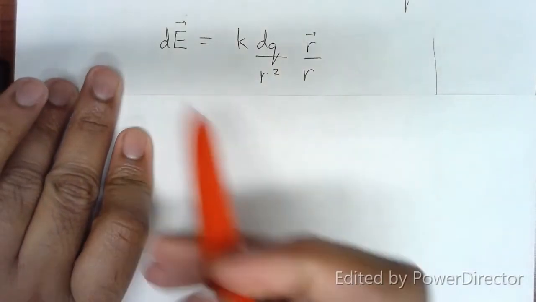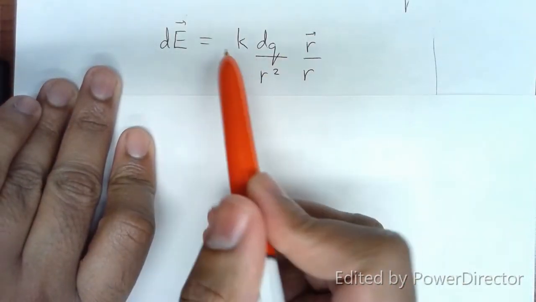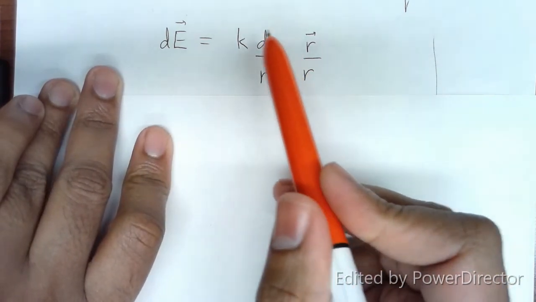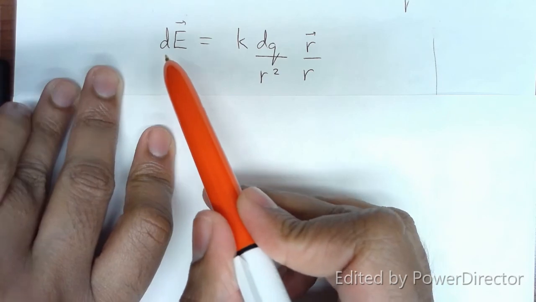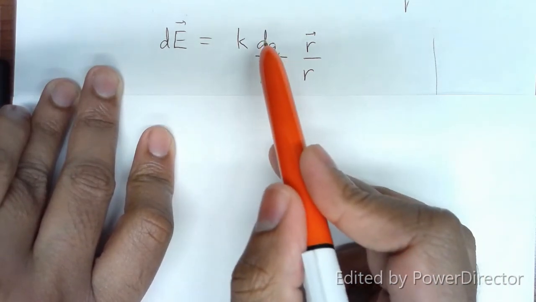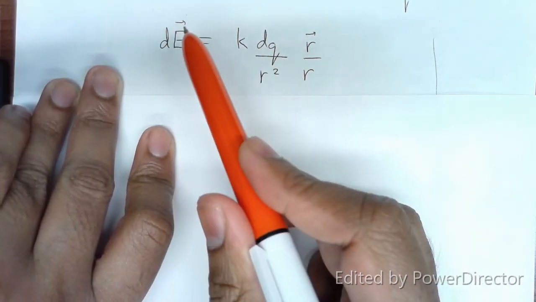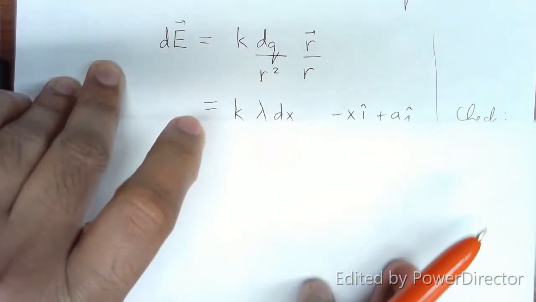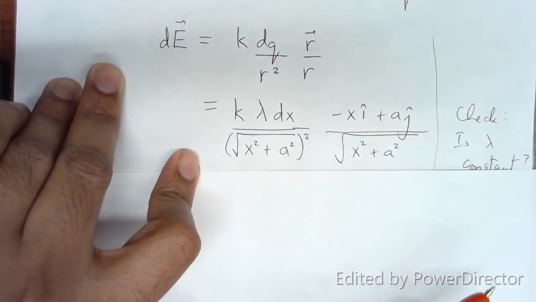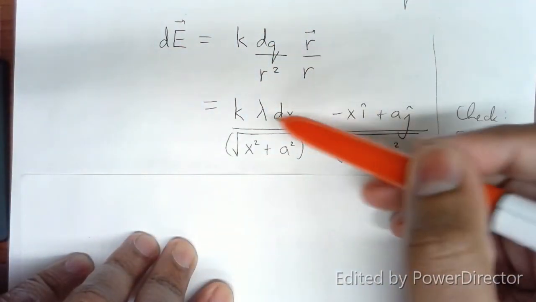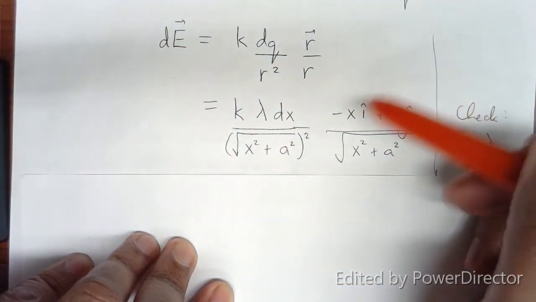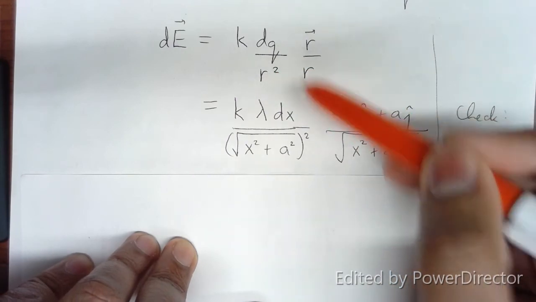So we write the formula for dE. It's very similar to the point charge formula, except instead of a generic q, we have a dq over here, and we have a dE over here, because each little bit of charge dq will produce a little bit of electric field. And now we plug in for dq, we plug in lambda dx, we plug in for the r vector, minus x i hat plus a j hat, and we plug in for r.